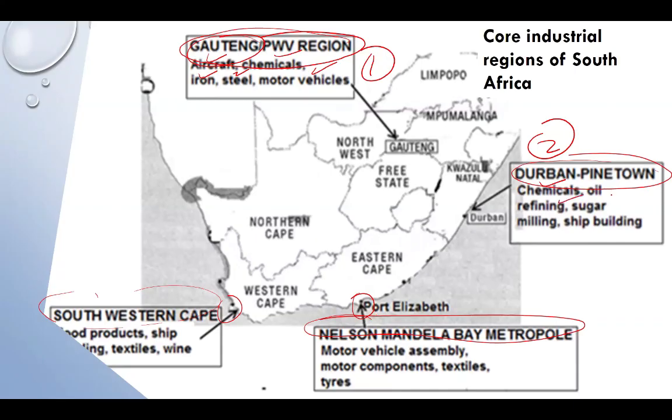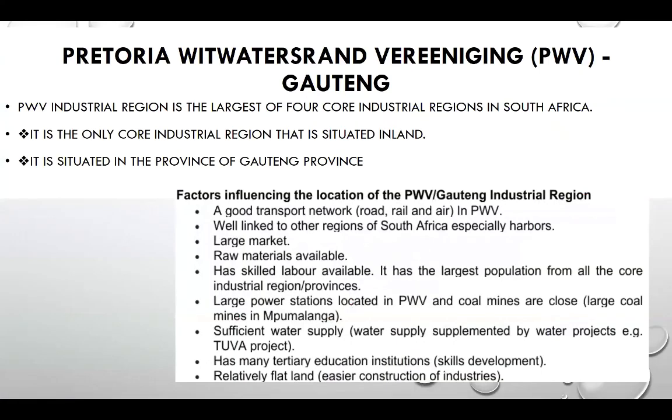Then we have oil refinery, sugar milling, and shipbuilding industries in Durban Pinetown. And then let's move to Pretoria, Witwatersrand industry, or PWV, or Gauteng. So what are the factors that favor industries in PWV? We have a good transport network.